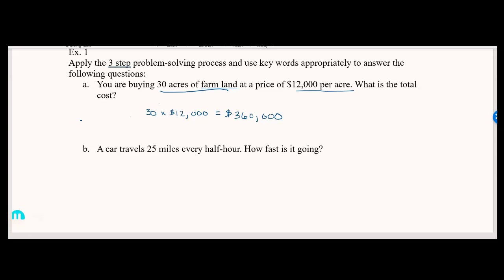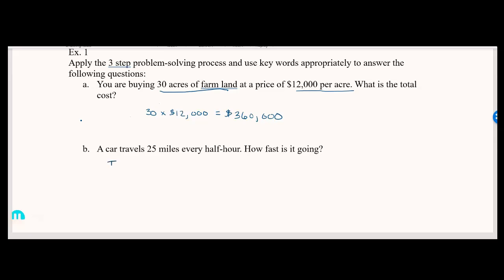All right, let's try part B of a 3-step problem. This one has nothing to do with part A. A car travels 25 miles every half hour. How fast is it going? Well, if you think about how we talk about in terms of speed of a car, if you're driving on the highway, let's say you're going the speed limit and it's 65 miles per hour. Notice how I said that. When we talk about speed, we always do it in terms of per hour. This is in terms of half hour.